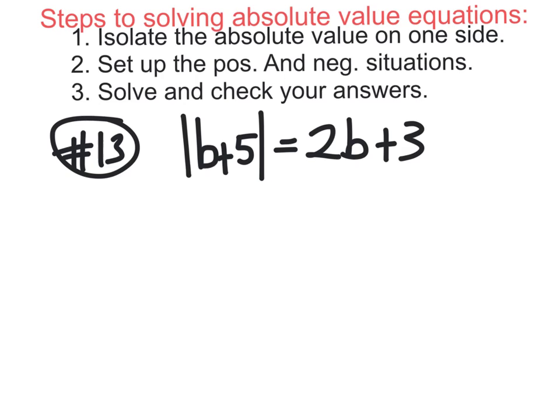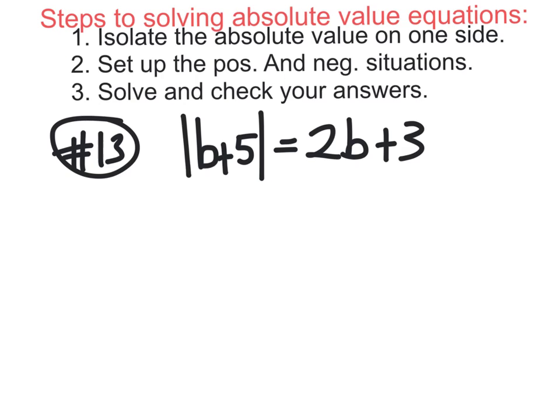And if you go through the steps here, step 1, isolate the absolute value on one side. This is already done. The absolute values are right here, and there's no number on the outside. You're not adding or subtracting something to that absolute value. It's already isolated. Step 1 is done.